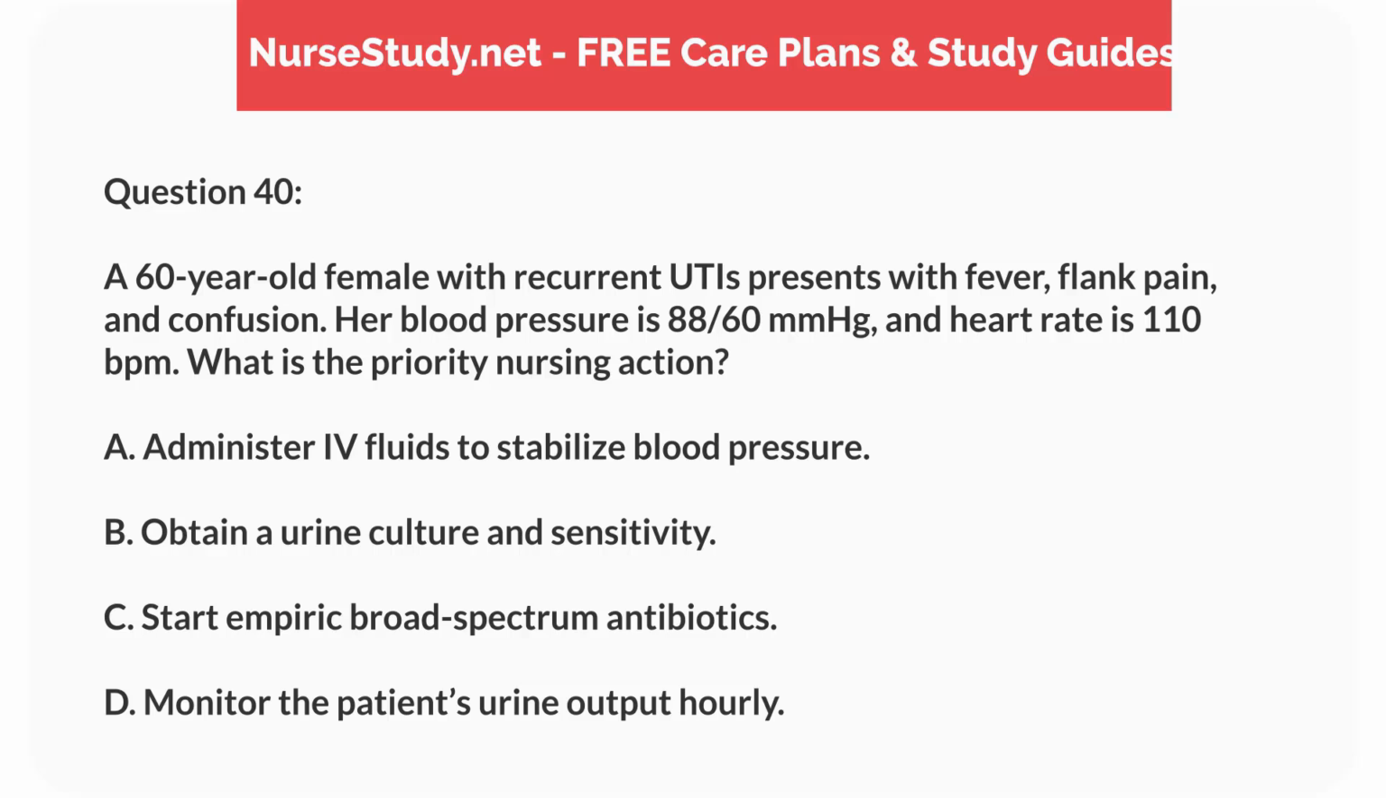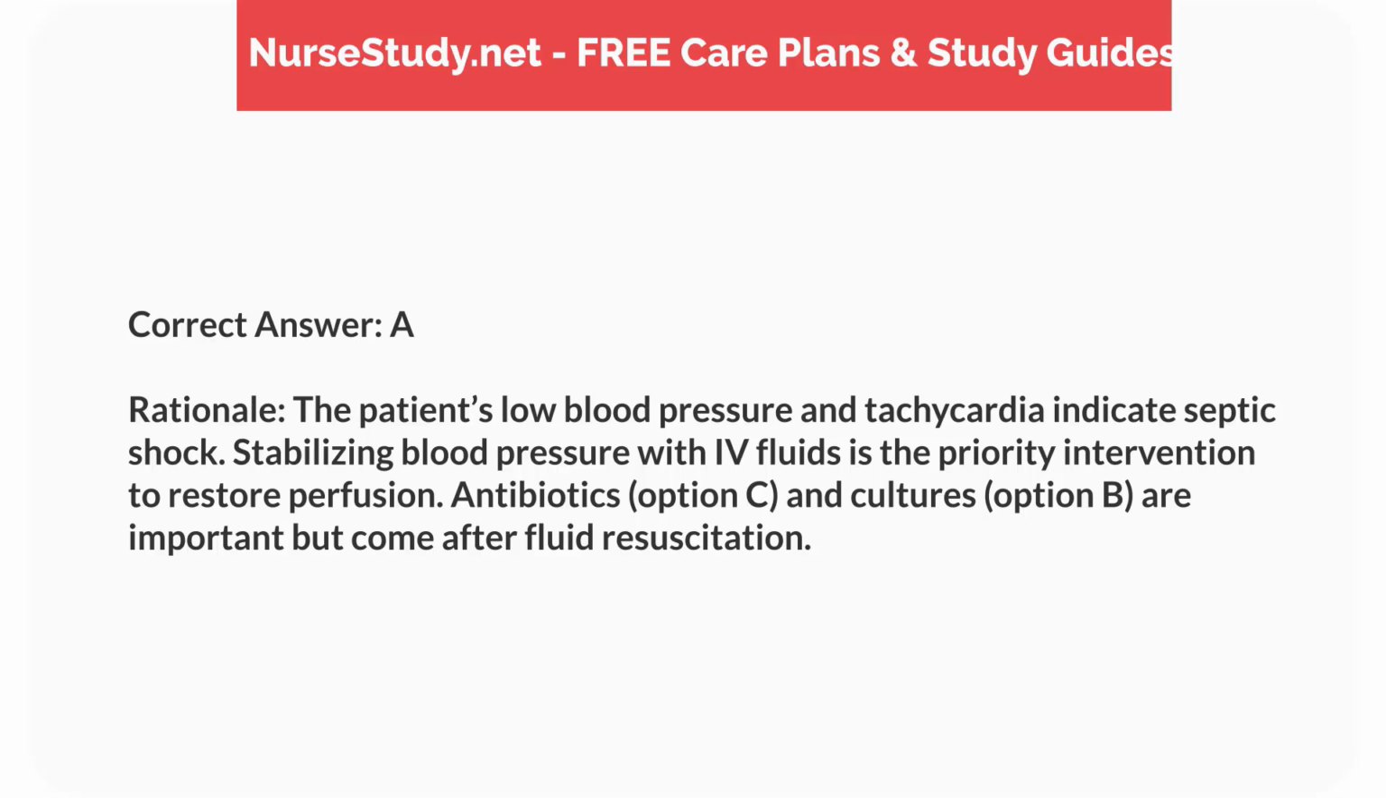A. Administer IV fluids to stabilize blood pressure. B. Obtain a urine culture and sensitivity. C. Start empiric broad-spectrum antibiotics. D. Monitor the patient's urine output hourly. Correct answer, A. Rationale: the patient's low blood pressure and tachycardia indicate septic shock. Stabilizing blood pressure with IV fluids is the priority intervention to restore perfusion. Antibiotics, option C, and cultures, option B, are important but come after fluid resuscitation.